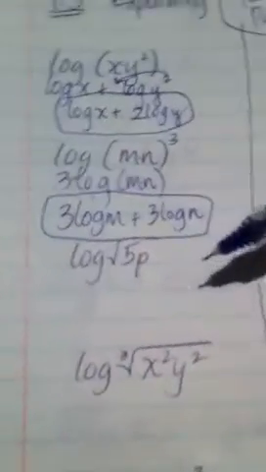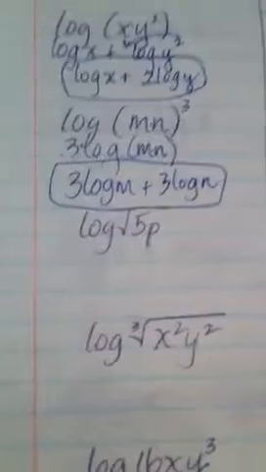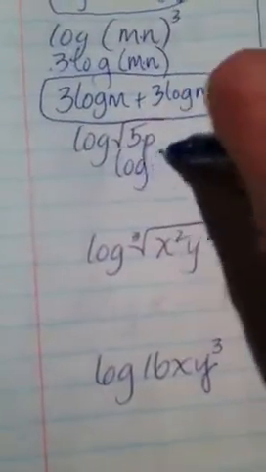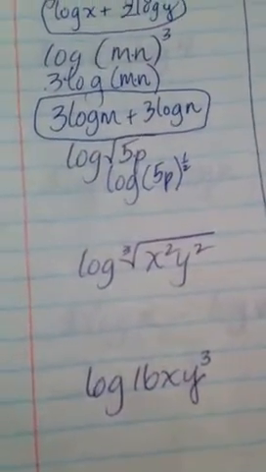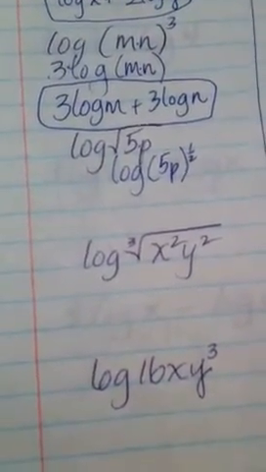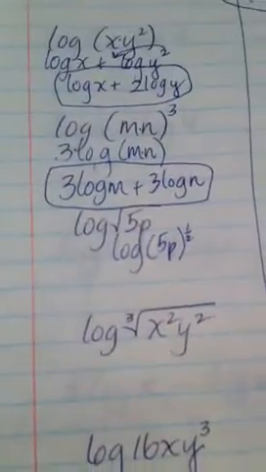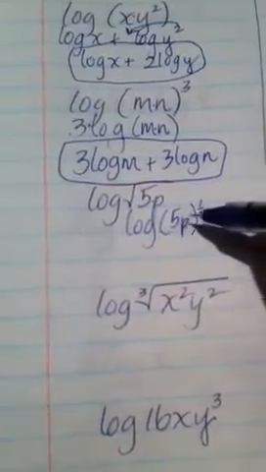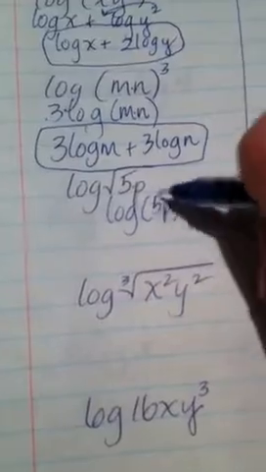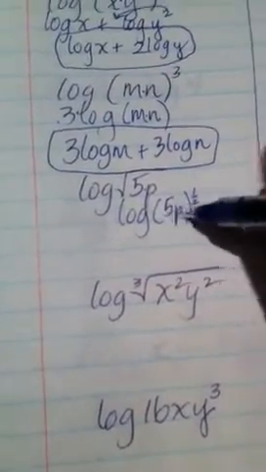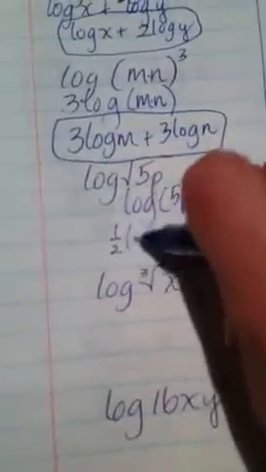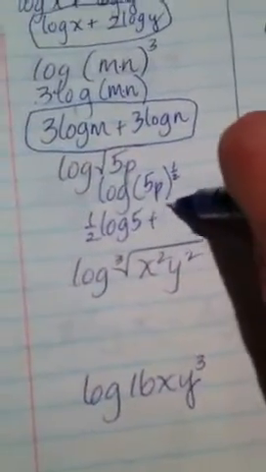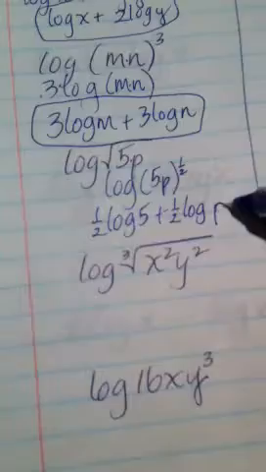Here I have the log of the square root of 5p. Well, we talked about this. The square root is the same as the exponent of a half. Now it's just like the one before it, so that 1/2 is going to go in front of the 5 and the p. It's a product, which means I'll separate and add. So I'm going to have 1/2 log 5 plus 1/2 log p.